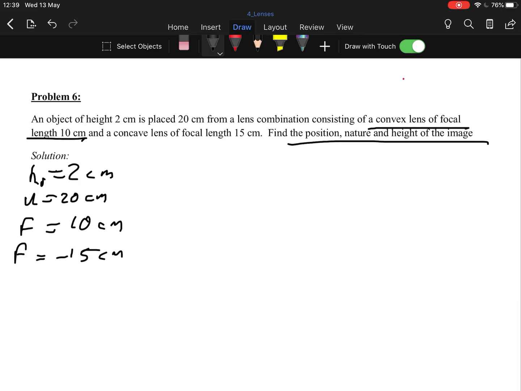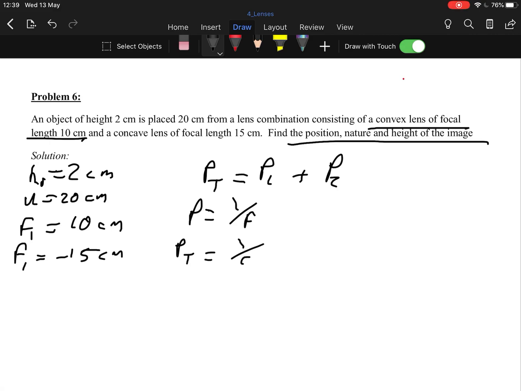Okay, so we have two lenses in contact. Okay, so we need to find the total power. So PT equals P1 plus P2. Okay, P equals 1 over F. Okay, so therefore P total is equal to, I'm going to make this lens 1, this lens 2, 1 over 0.1 minus 1 over 0.15. Okay, why? Because you have to convert to meters.